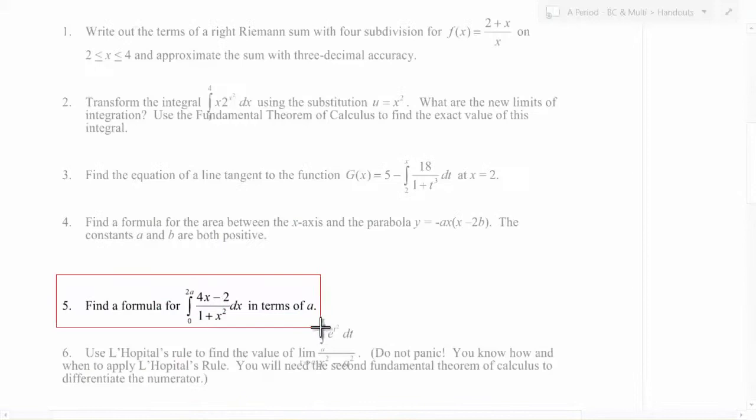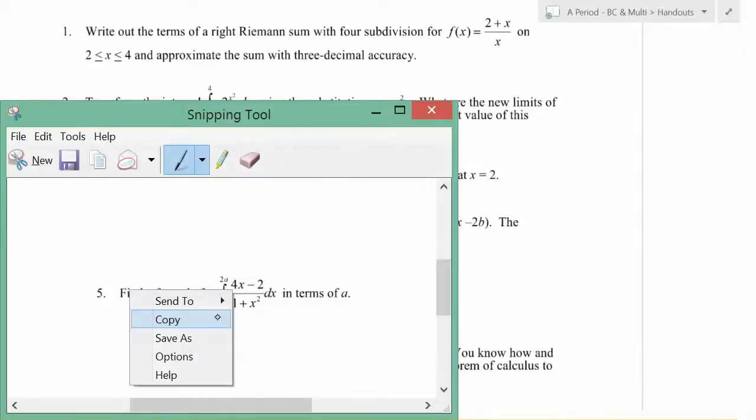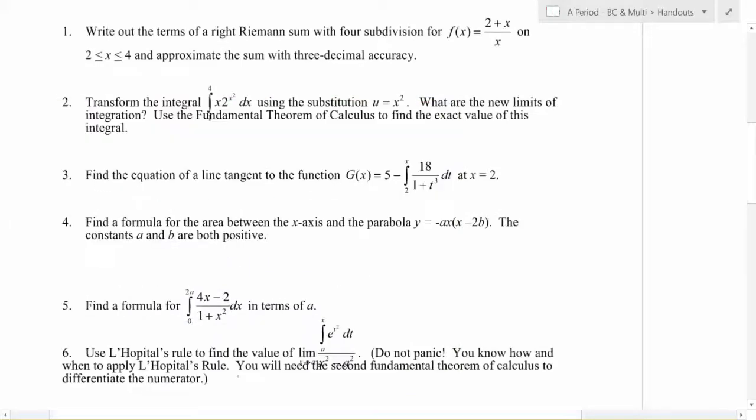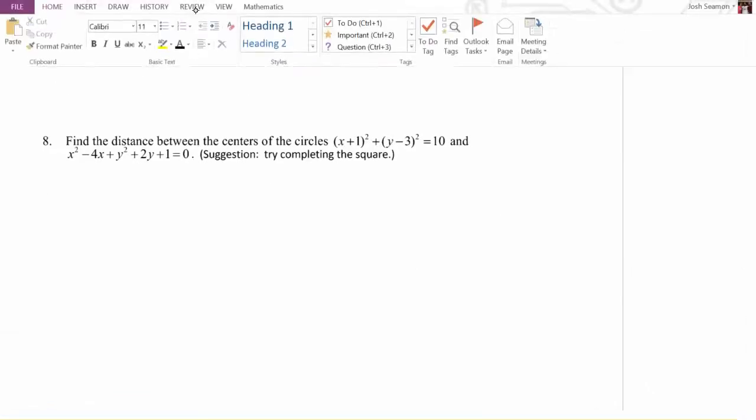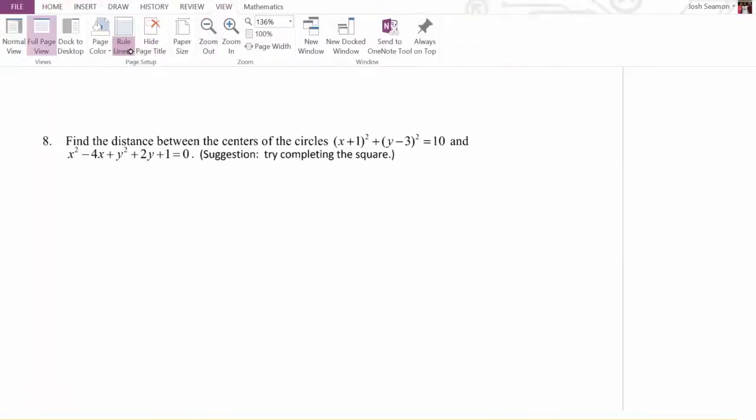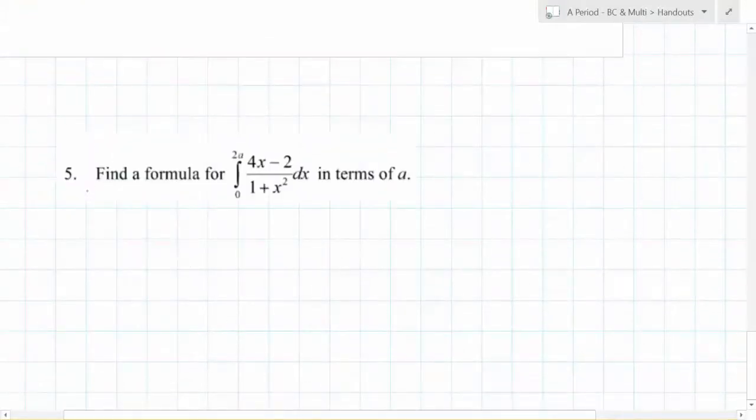My other class wanted to know about 5. Now, did anybody come up with a good way that they want to start 5? Anybody come up with a good method? And do you see what I'm doing with the graph paper here? This grid stuff right here? Please turn on the grid when you do your work. I really like seeing that grid. It helps make things a lot clearer, a lot more helpful for me.